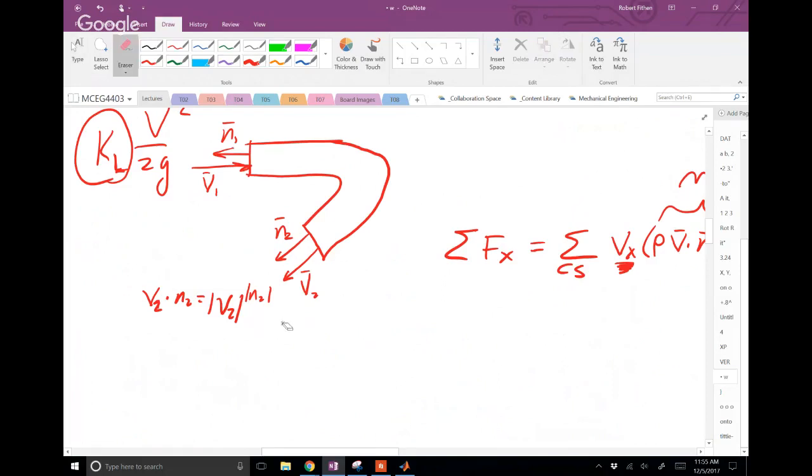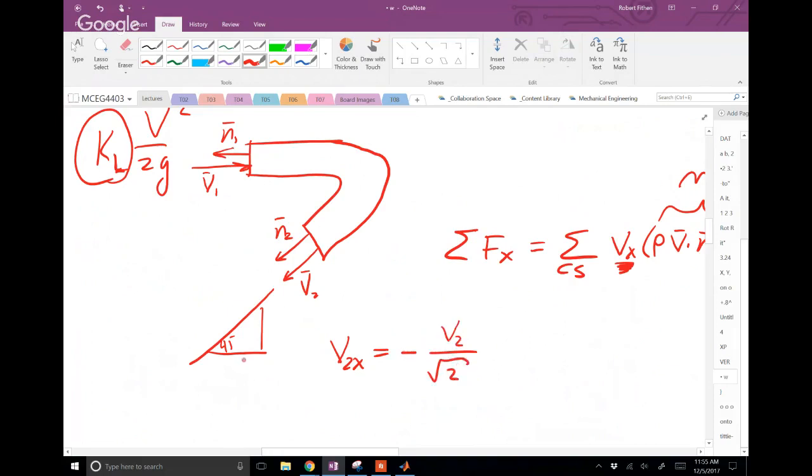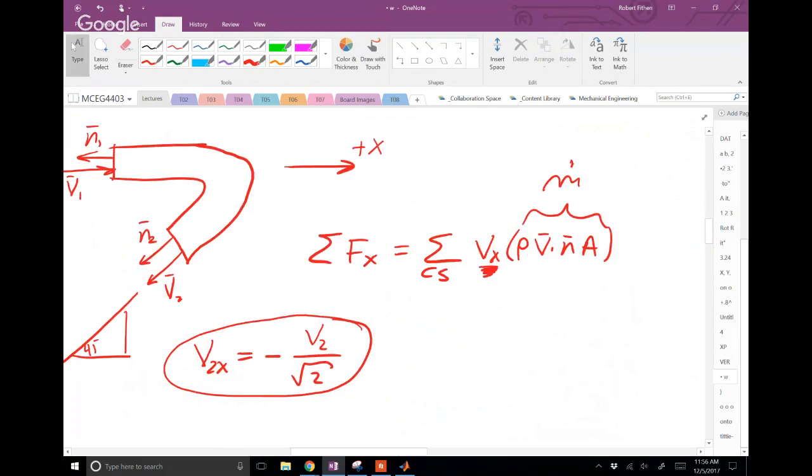The key here becomes this. Let's say this happens to be 45 degrees. Then what you have to realize is V2x is equal to minus velocity 2 over square root of 2, because that's the cosine. This has a component associated with the coordinate, but V dot N doesn't depend on the coordinate system. This just ends up being the m dot, and in this case flowing out is positive.